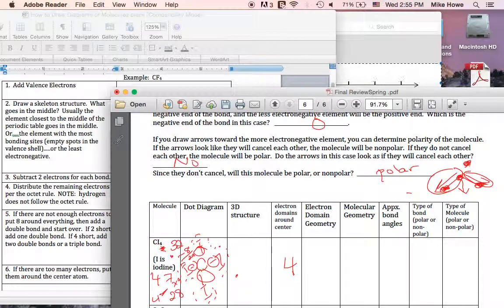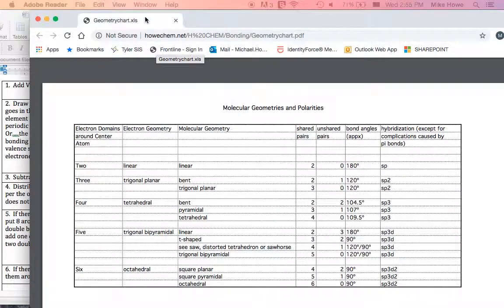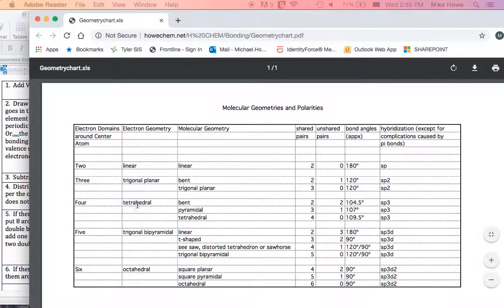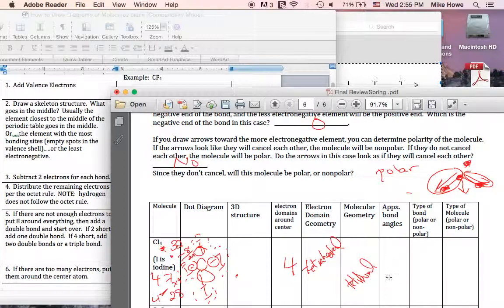On your electron domain geometry sheet, let me pull that up real quick. You can see 4 domains is tetrahedral. All of these domains are shared, so the molecule geometry is tetrahedral also, and the bond angles are 109.5. All right, so our electron domain geometry we said was tetrahedral. The molecular geometry is tetrahedral, and the bond angle is 109.5.